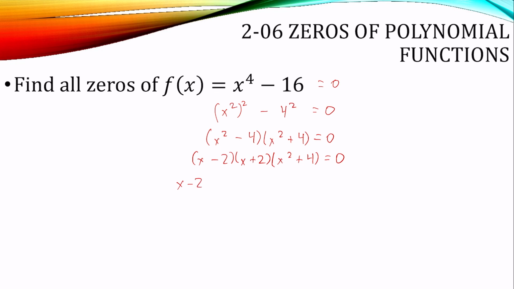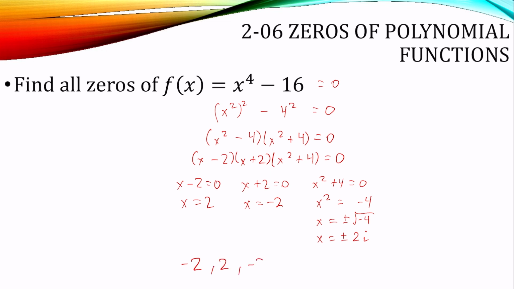Then we take each factor equal to 0. So okay, x is 2, x is negative 2, x squared is negative 4, and then we need to square root that. When we square root it, don't forget the plus and minus. Let's see, the square root of negative 4 is 2i. So our answers are negative 2, 2, negative 2i, and 2i. So there we go, 4 zeros. 2 of them happen to be imaginary.